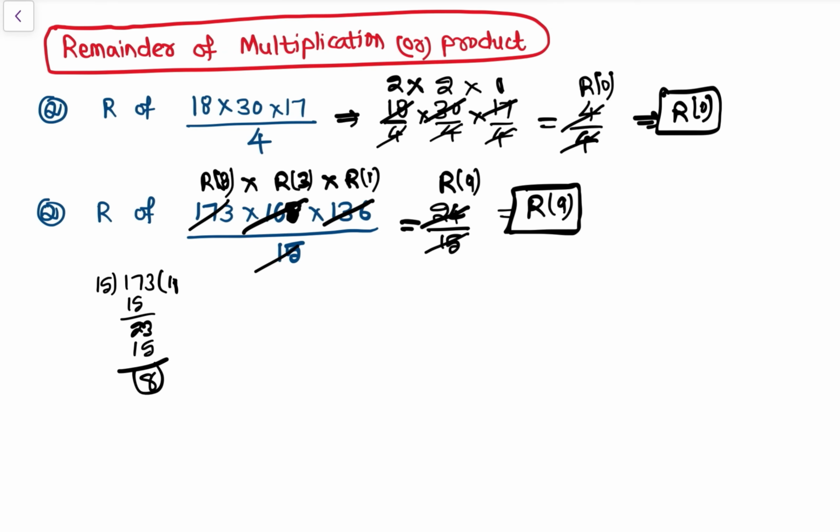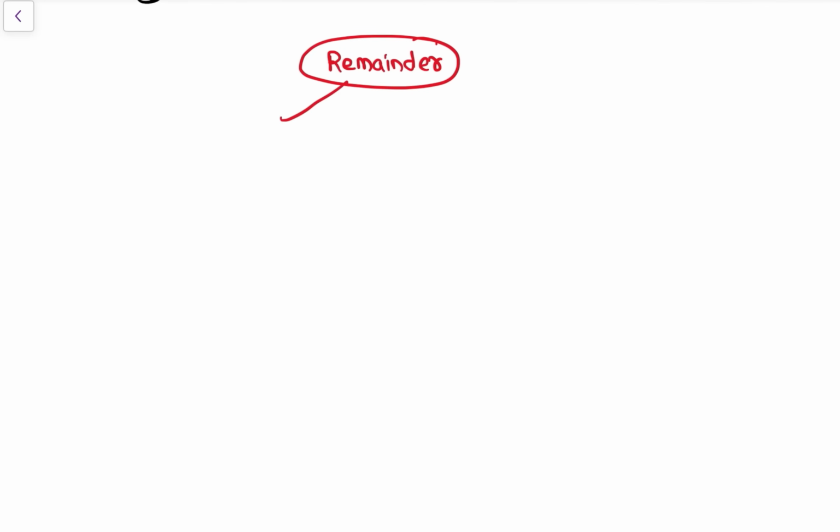So like this we can find the remainder of addition, remainder of multiplication, products also. Now let's understand one basic concept, that is positive remainder and negative remainder. See, remainder, we have positive remainder and then we have negative remainder.